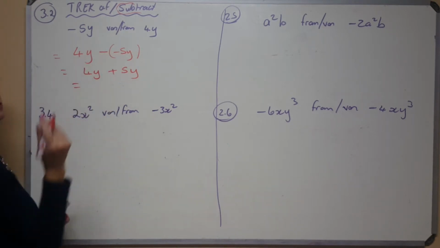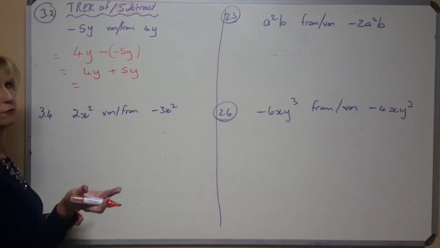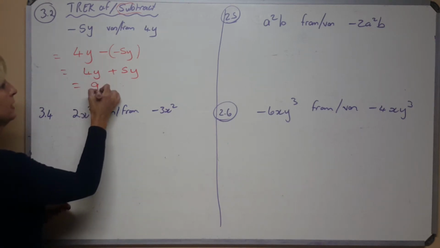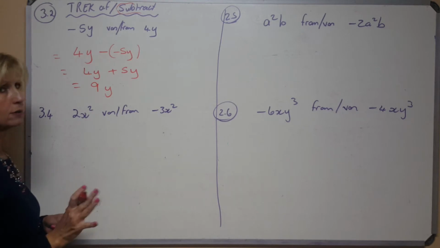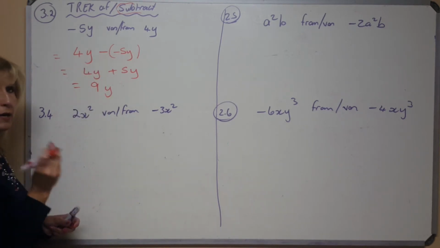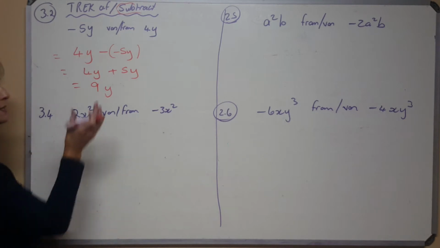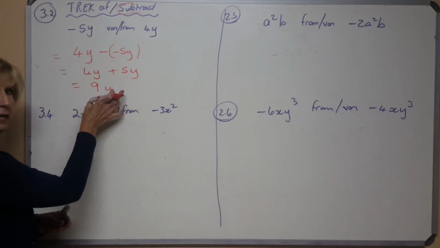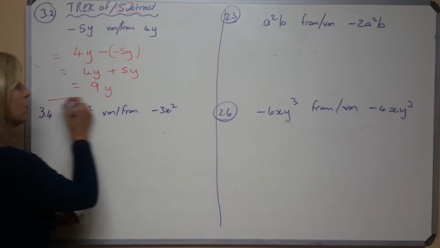En jou antwoord, ons is weer by gelyksoortige terme, tel die koëffisiënte bymekaar, geef jou 9 wat se goeders? Nie y kwadraat nie, just 9. Don't start adding exponents together. You're adding like terms, only add the coefficients. As jy gelyksoortige terme optel, tel jy net die koëffisiënte bymekaar.